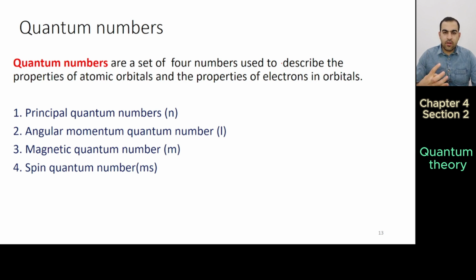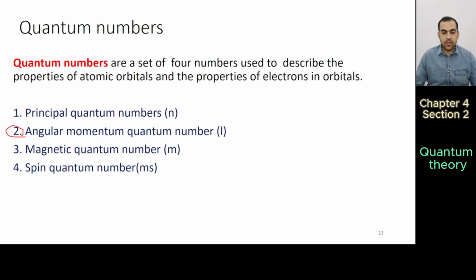They're going to describe what? Energy levels, which is the principal quantum number. The angular momentum quantum number describes the sublevels. The magnetic quantum number describes the orbitals in sublevels. The spin quantum number is going to describe the spin states of electrons. So we're going to give them numbers to make the difference between them.